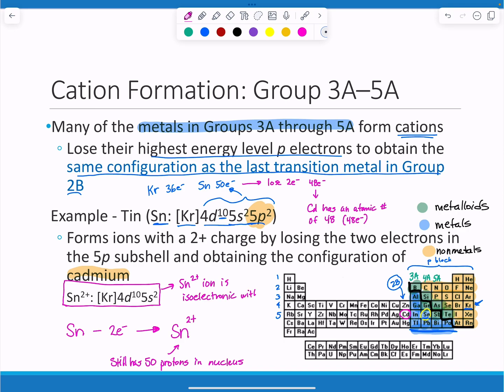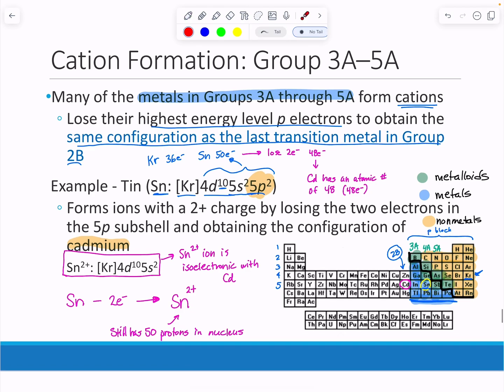And so if you are over here on the right hand side and you're dealing with any of these metals over here, they are going to lose electrons to become isoelectronic with one of these guys right here. So if we're looking at lead over here, it's going to lose 2 electrons to become isoelectronic with mercury. Bismuth will lose 3 to become isoelectronic with mercury, and so forth.